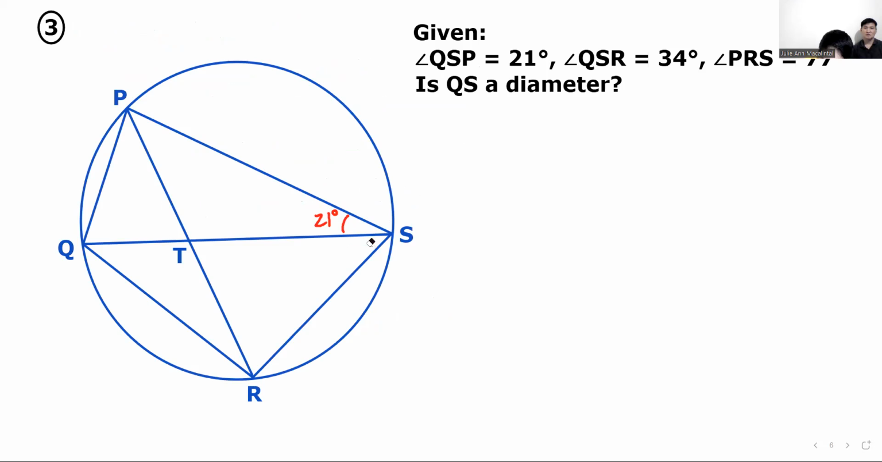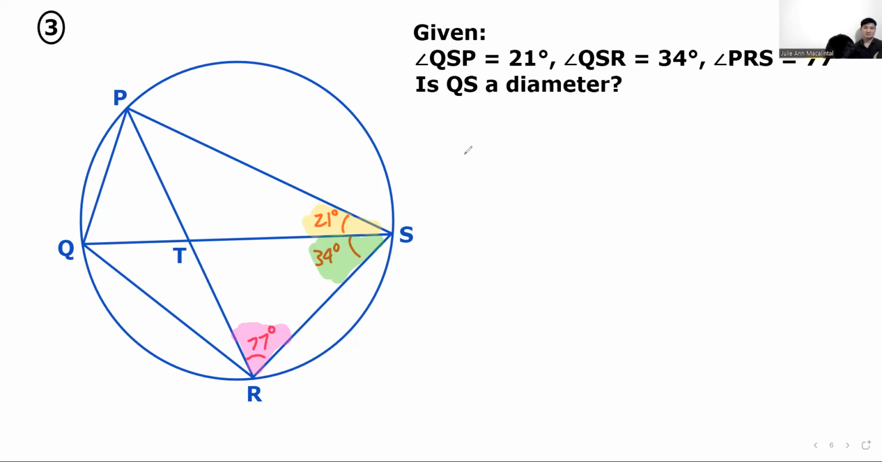If I were you, it would be up. They're the same form, I will just change it later. Angle PRS is 77 degrees. Those are the givens. So is QS a diameter?